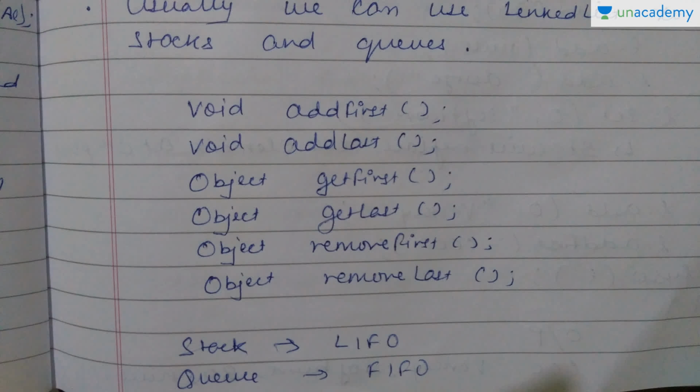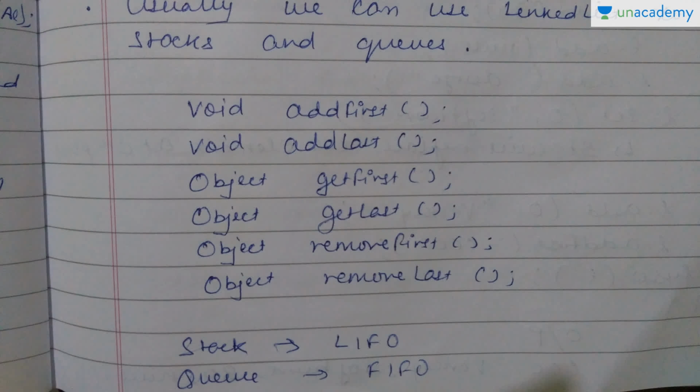Next one is object getFirst. So we can retrieve one element from that linked list. The return type will be object, as we are getting an element here. The first element will be retrieved from this method. The next one is object getLast. Similarly, it will return an object at the last position.